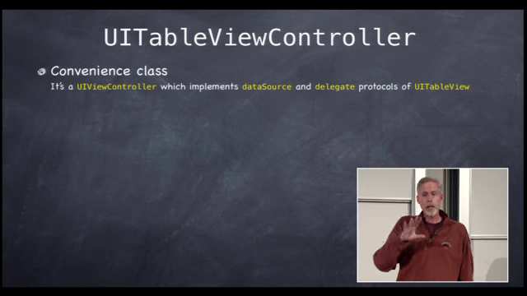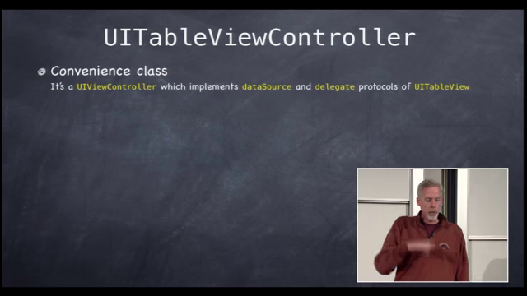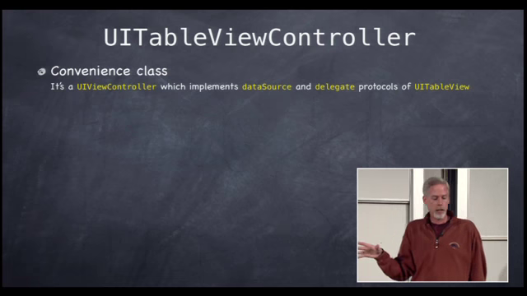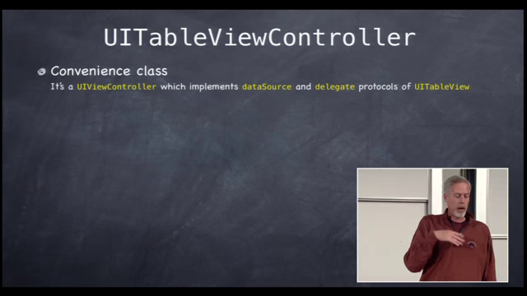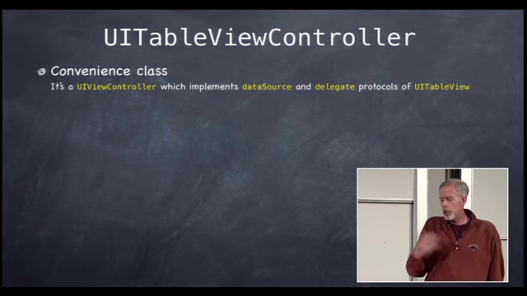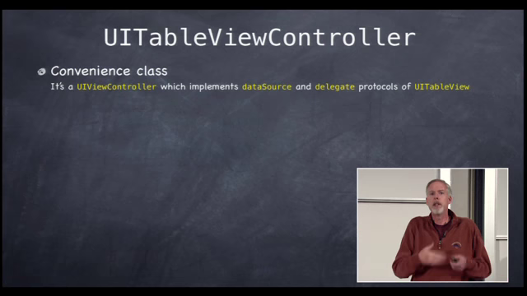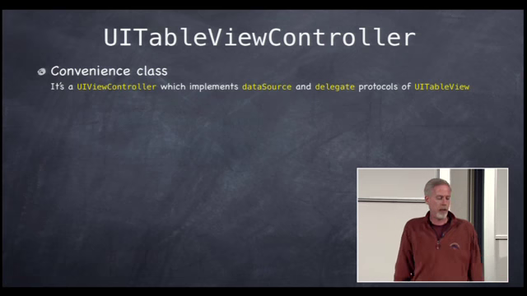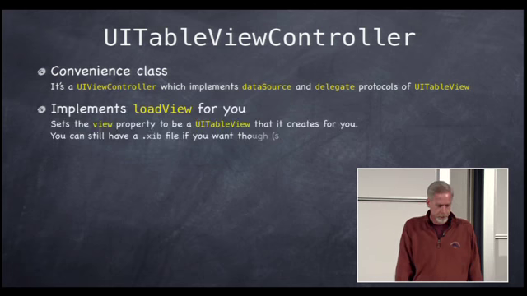Now we're talking about UI table view controller, which is a UI view controller, which implements the data source and delegate protocols of UI table view for you. So when you create a UI table view controller subclass, you can just start implementing data source and delegate methods, right? Because it's set up to call that on itself. But that's really not doing much. It's just setting those things for you.